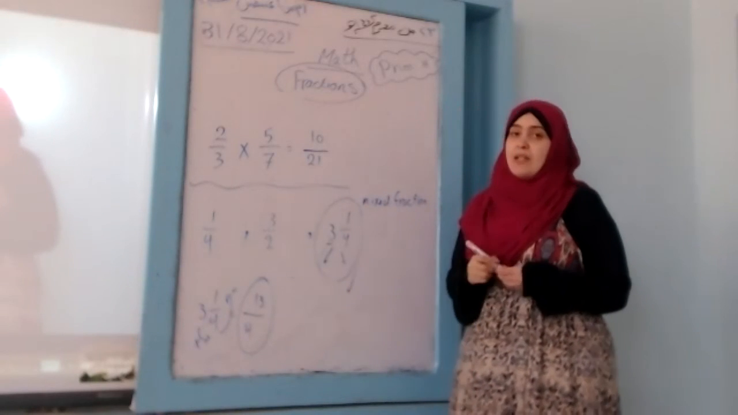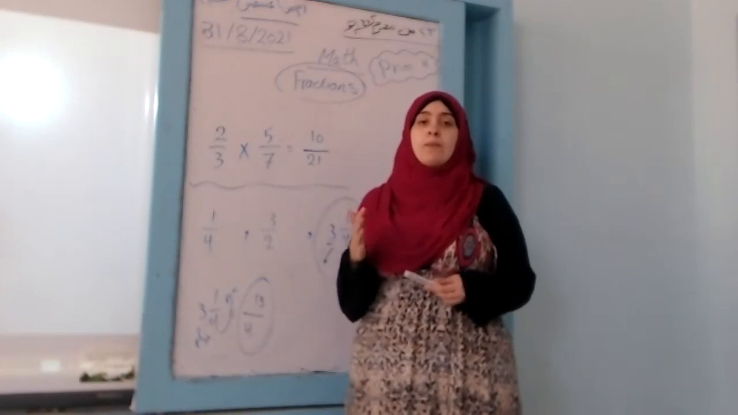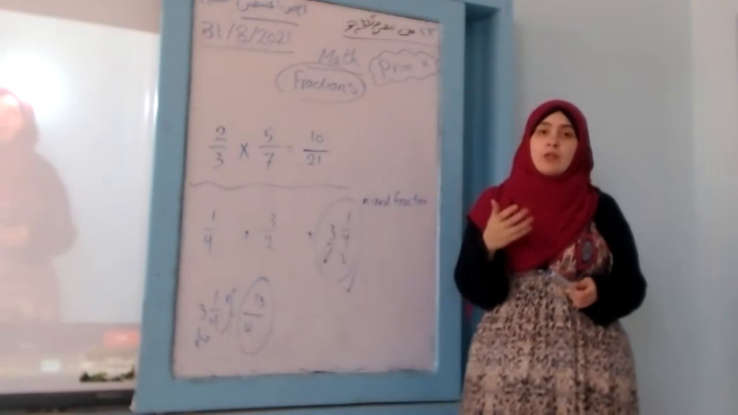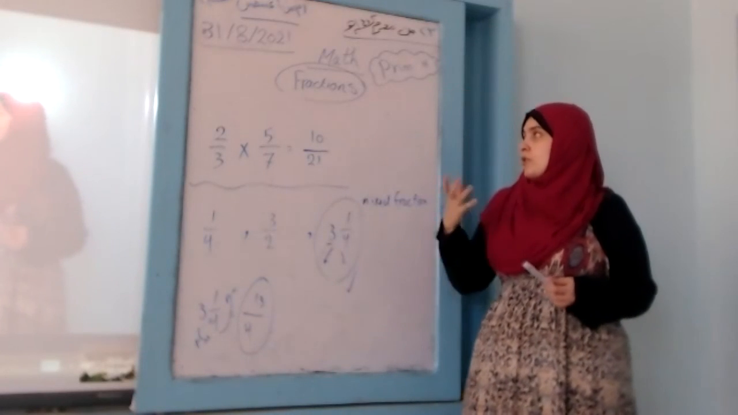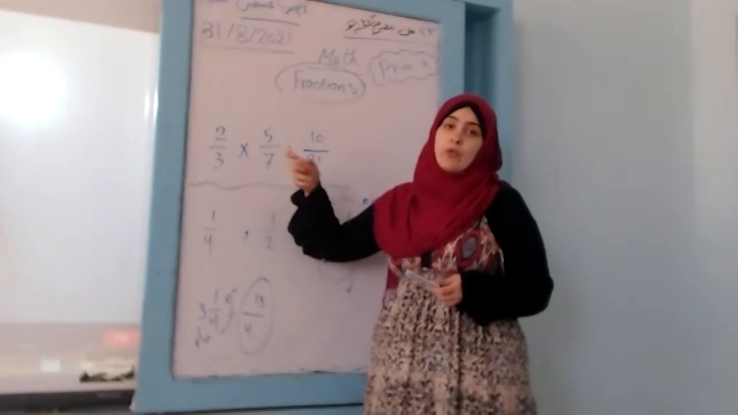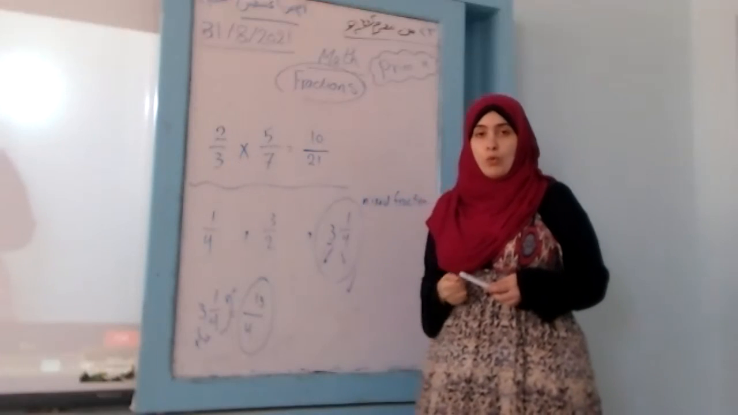In the next session, inshallah, we will talk about decimal numbers, and we know that a decimal number is a special case of fraction, but its denominator equals 10 or 100 or 1000.